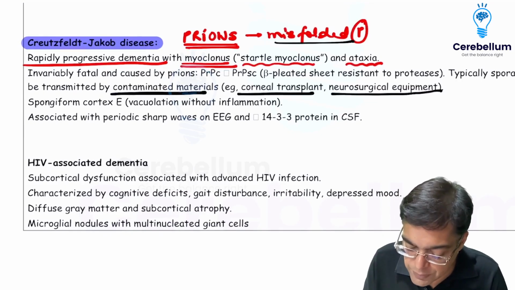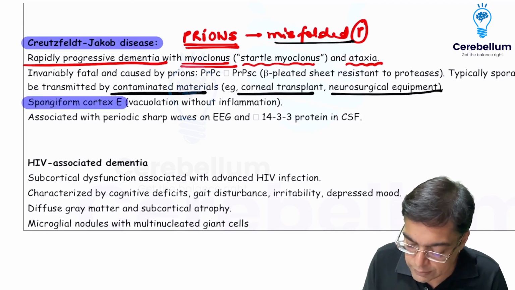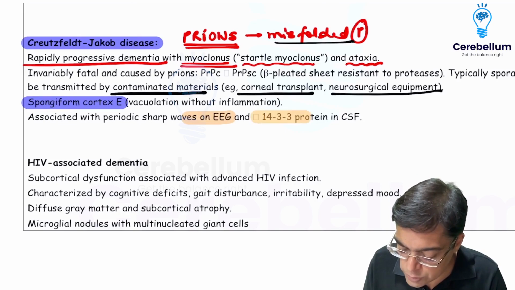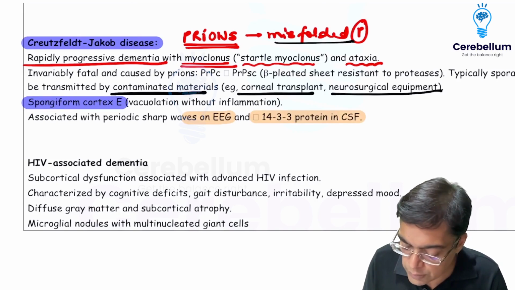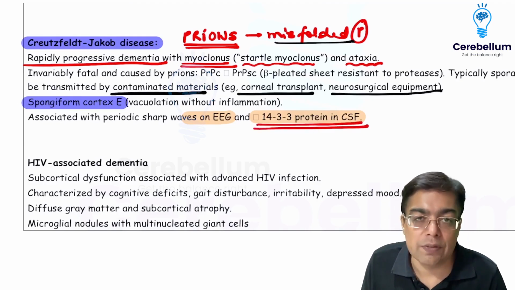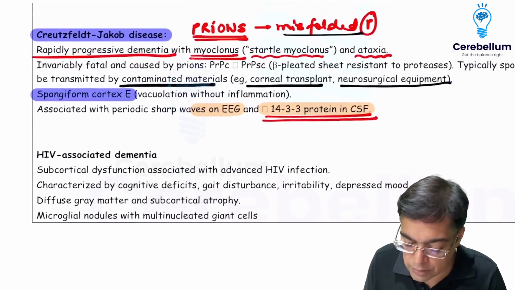What we are having in these patients is a very peculiar finding, that is the presence of a spongiform cortex. And this condition is going to be characterized by the presence of sharp waves on the EEG, along with increased levels of a protein in the CSF. Specific protein over here associated in this condition is the 14-3-3 protein. So those are the keywords that we need to remember regarding Creutzfeldt-Jakob disease.